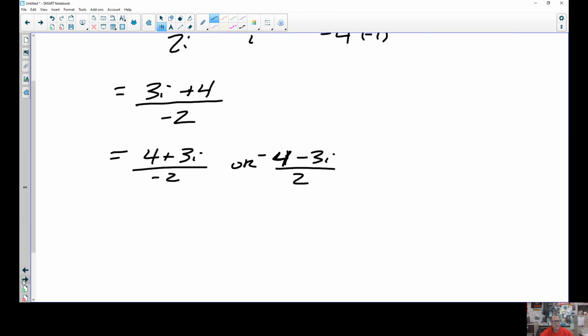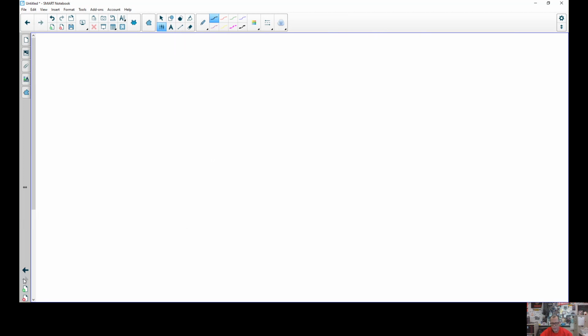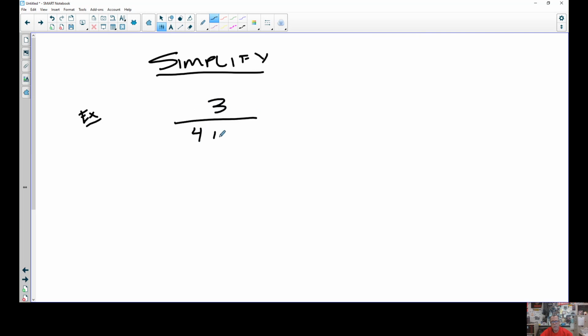All right, let's go to the last type. And these are the type that sometimes give people some trouble. This is still simplify, and it still needs to be simplified for the same reason. You're going to be given another example like this, where we have, let's say, 3 over 4 plus i. We have an i in the denominator again. Not something we can live with, but it's kind of hard to think of how we are going to get rid of this.